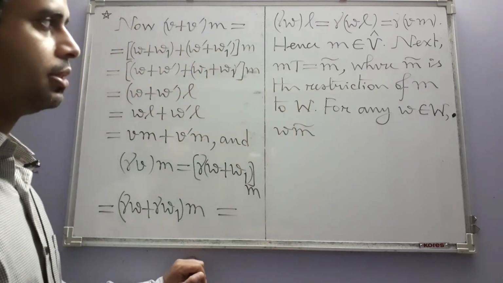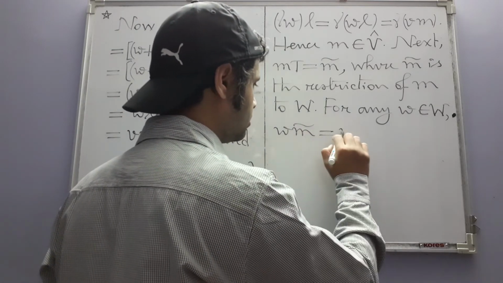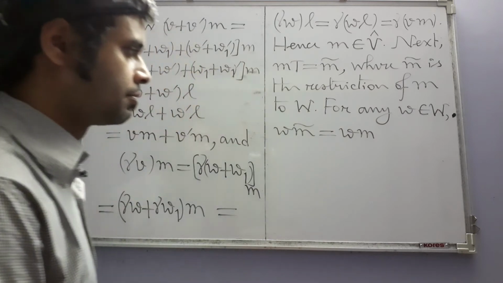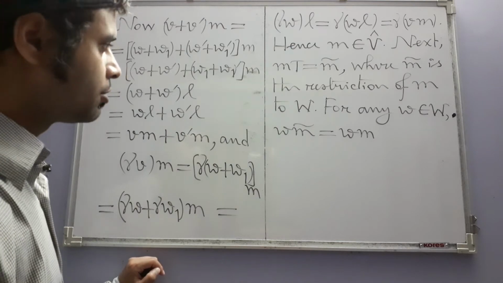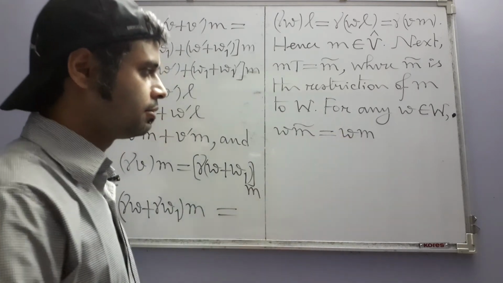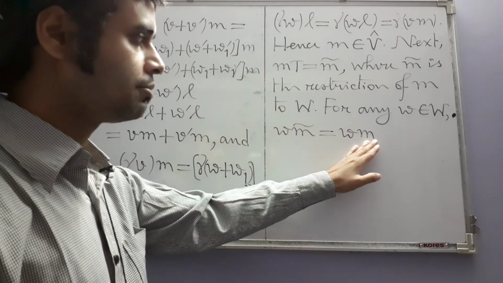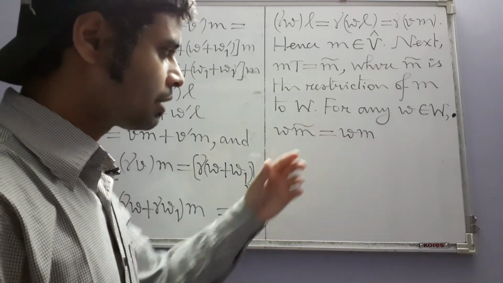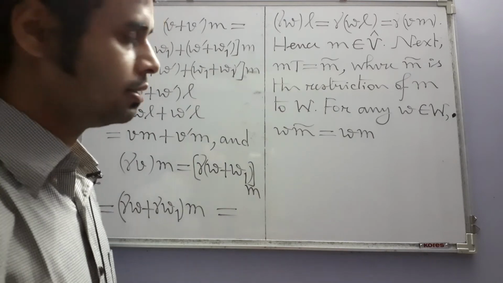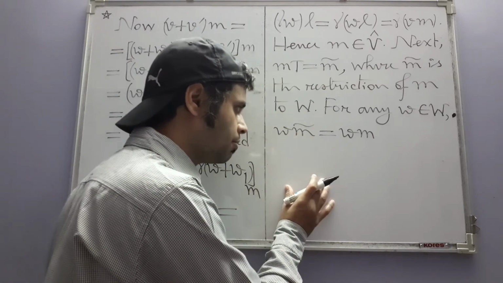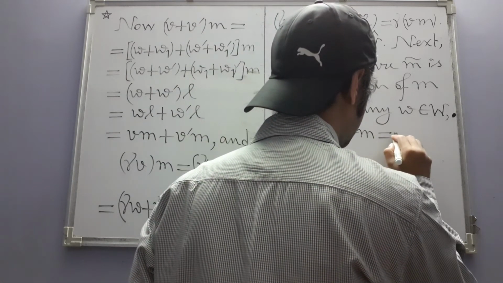What is M tilde? M tilde by definition, since it's the restriction to W, is nothing but M applied to W. Now, how to calculate it? Note that according to the definition of M, to calculate the value of M at a vector, you have to first of all know what its representation is as a sum of a vector in W and a vector in W1. But in this case, that representation is this.